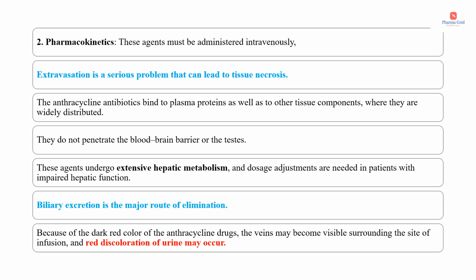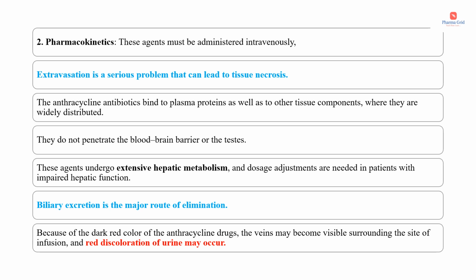Now the pharmacokinetics. These agents must be administered intravenously. Extravasation is a serious problem that can lead to tissue necrosis. The anthracycline antibiotics bind to plasma proteins as well as to other tissue components where they are widely distributed. They do not penetrate the blood-brain barrier or the testis.